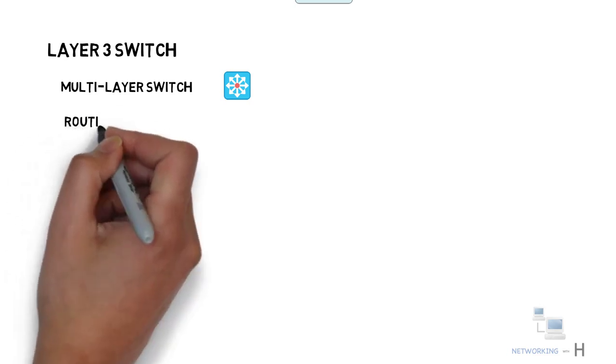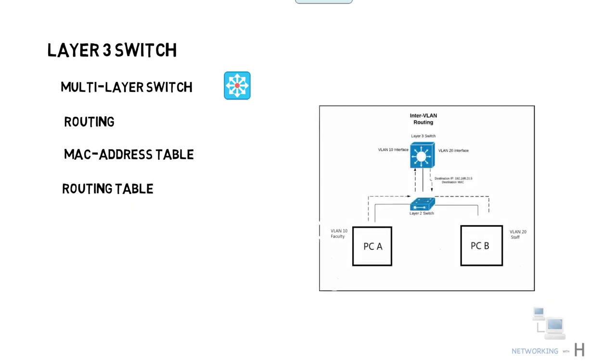A layer 3 switch or a multi-layer switch can do all the jobs that a layer 2 switch does. Additionally, it can do static routing and dynamic routing. That means a layer 3 switch has both a MAC address table and an IP routing table. And it handles intra-VLAN communication and packet routing between different VLANs as well.